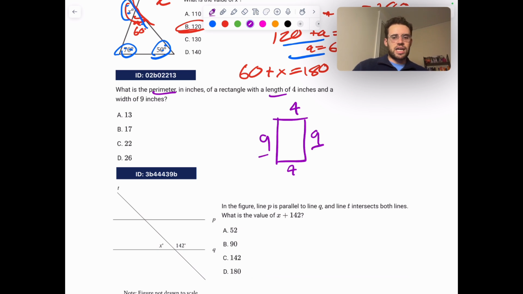9 plus 9 is 18, so it's 2 times the width. 4 plus 4 is 8, that's 2 times the length. 18 plus 8 gives us 26, so 26 would be our perimeter.